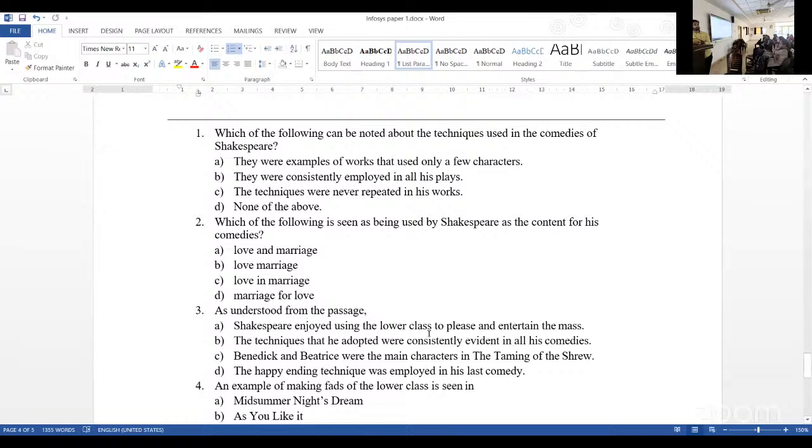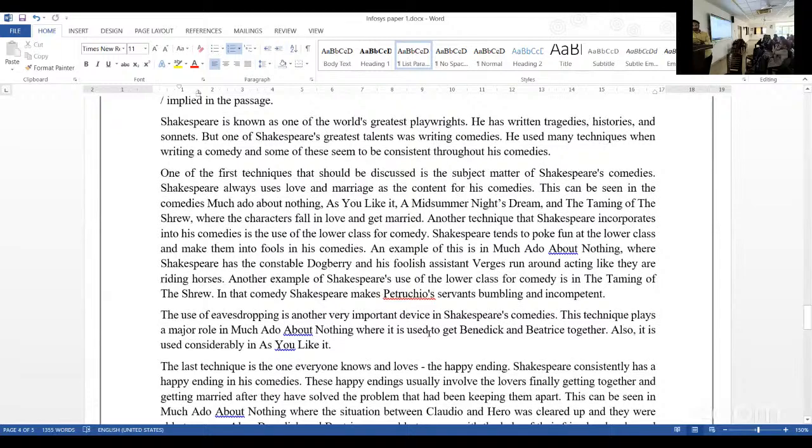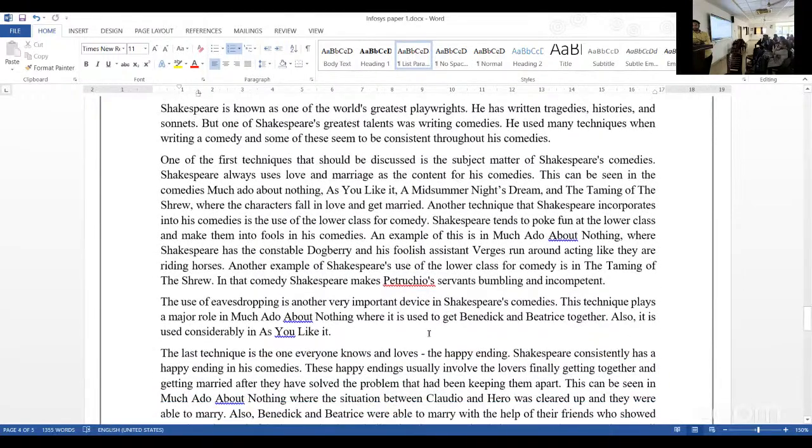As understood from the passage. What did you understand from the passage? That is the question. Shall I scroll up? People will be tired, I guess, to read this passage. Okay, but anyways, just have a look at the passage because you want to understand the whole passage. This tests your patience.